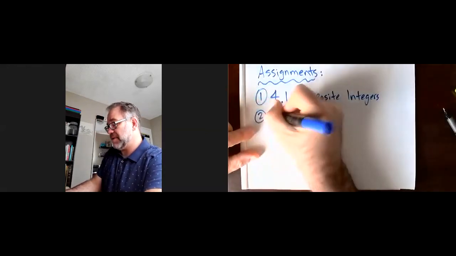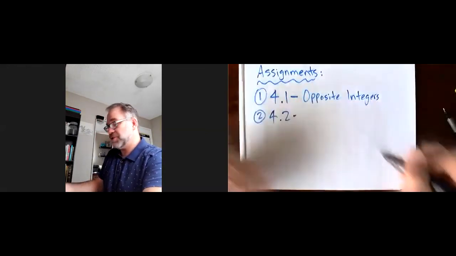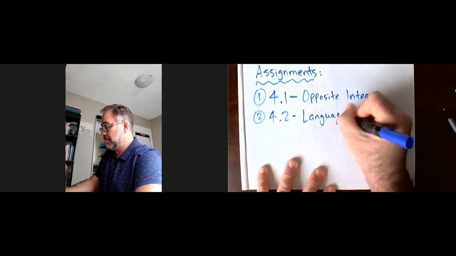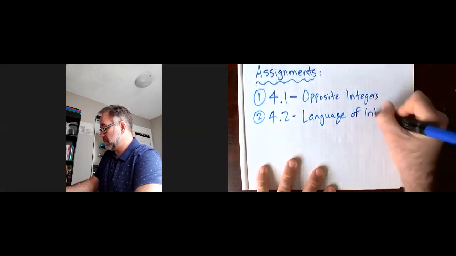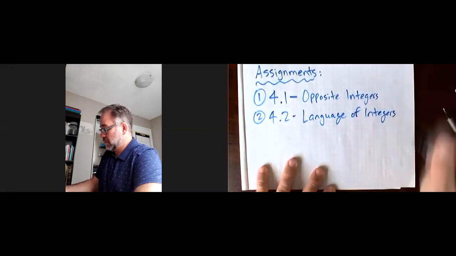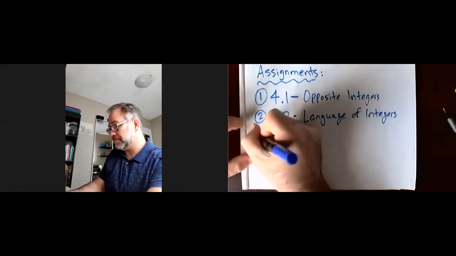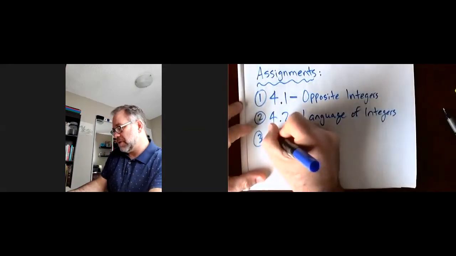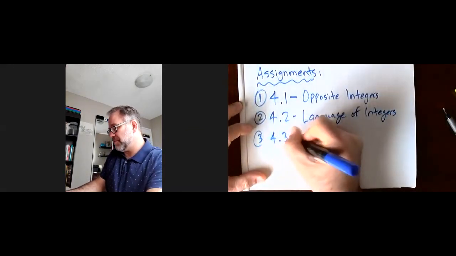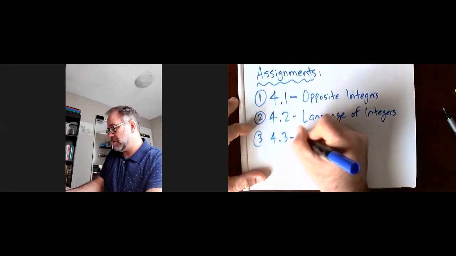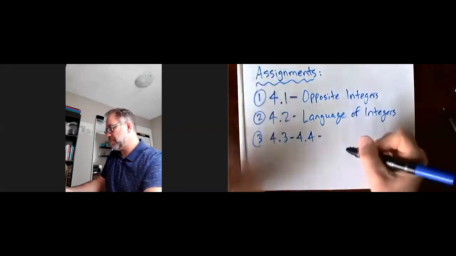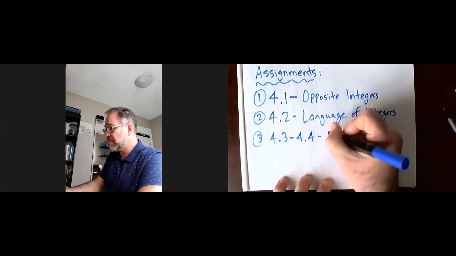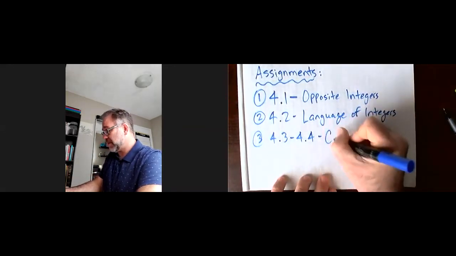The second one is 4.2, and that has the language of integers, positive and negative numbers. The third one is a little bit of a combo. There's going to be a little bit more to it, 4.3 and 4.4. A little bit of learning for yourself to do on your own. That one has to do with comparing.